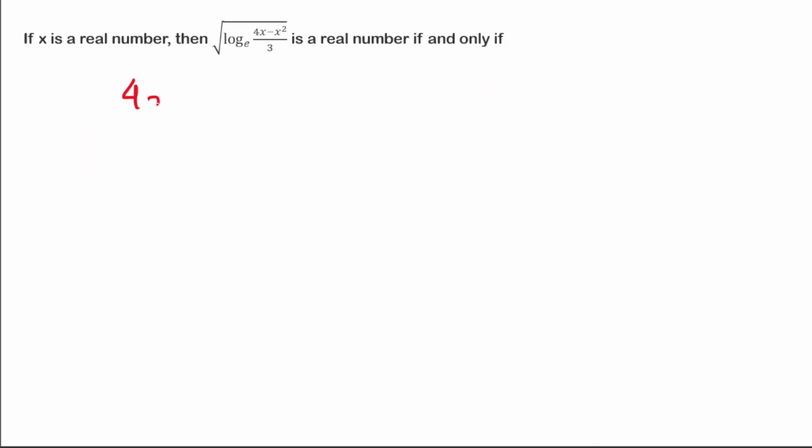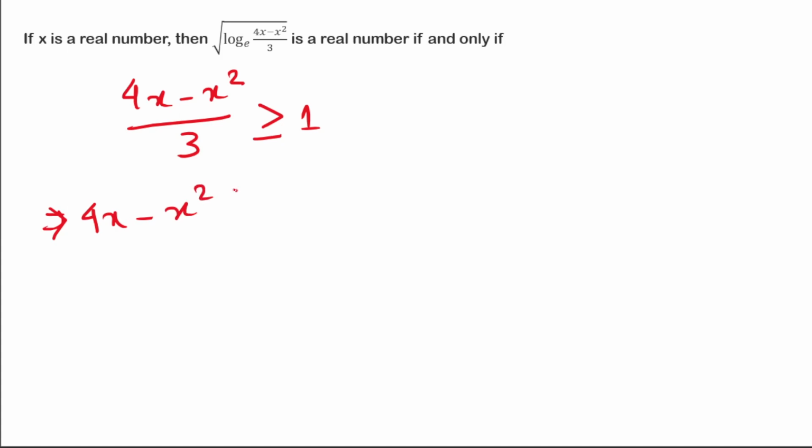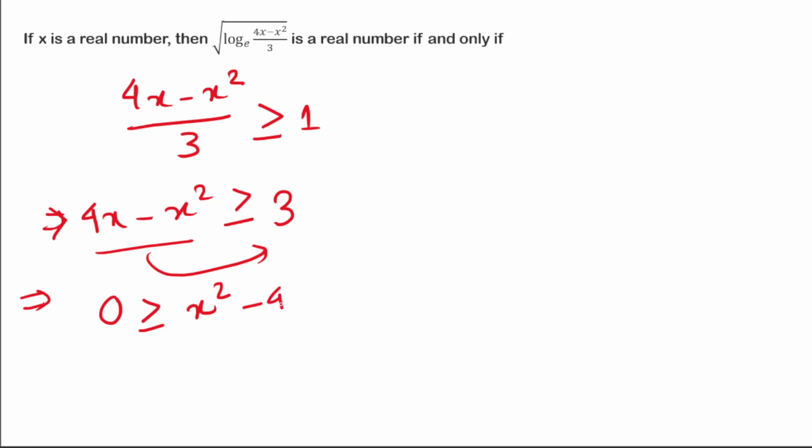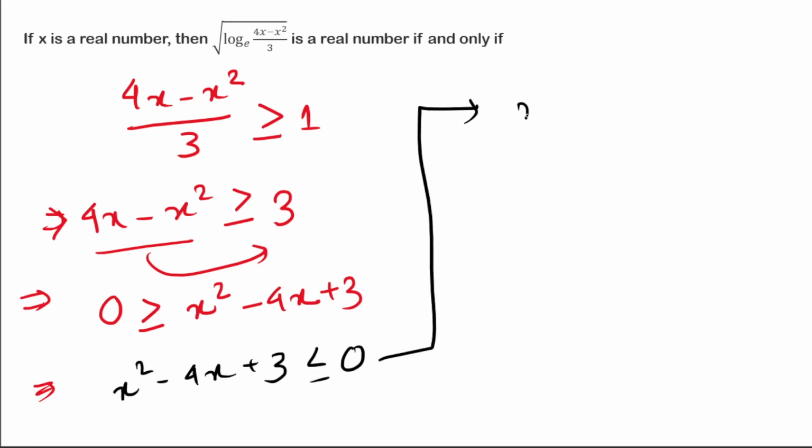Okay, so now what is there? 4x minus x square by 3, this is greater than equals to 1. So if you write it, it will become 4x minus x square greater than equals to 3. That means take everything this side. Okay, so 0 greater than equals to x square minus 4x plus 3. Okay, so the equation that ultimately forms is x square minus 4x plus 3 less than equals to 0.